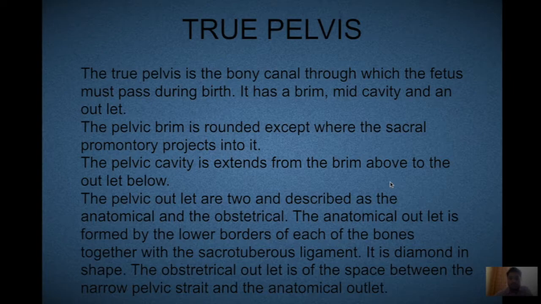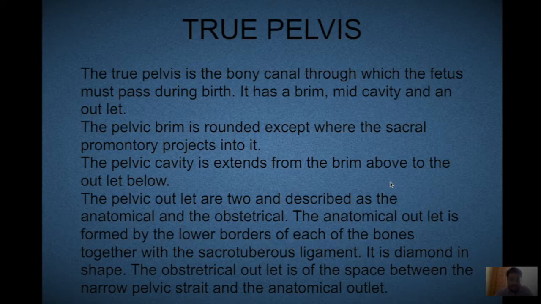So the true pelvis is the bony canal through which the fetus must pass during the birth. It has a brim, mid cavity, and an outlet. That means an entrance, a canal, and an outlet through which the baby passes outside the body of the woman. Now, the pelvic brim is rounded except where the sacral promontory is projected. So, I have told already that the sacral promontory is that part of the sacrum which protrudes anterior. It is generally the part of the first vertebra of the sacrum, which protrudes anterior into the pelvic canal.